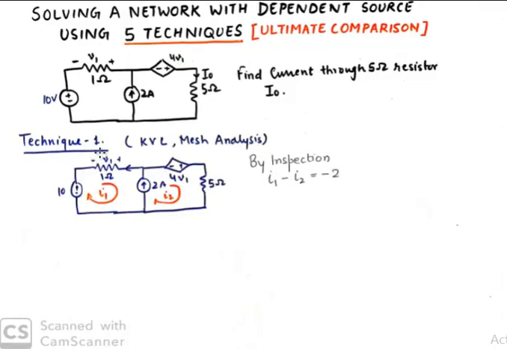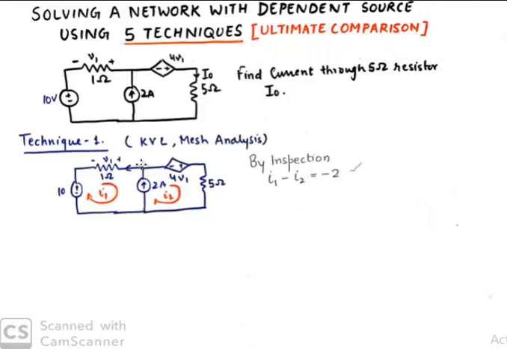So let us solve this network using technique number 1, which is KVL, or we call it mesh analysis also. We know that in mesh analysis, we take up loop currents in clockwise direction in all the loops. So by inspection here, we see that we have a branch which has a current source in it. So by inspection, I1 minus I2 is equal to minus 2. So this is the first equation that we get.